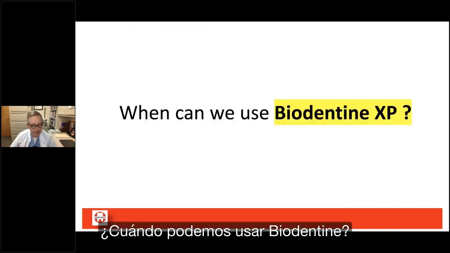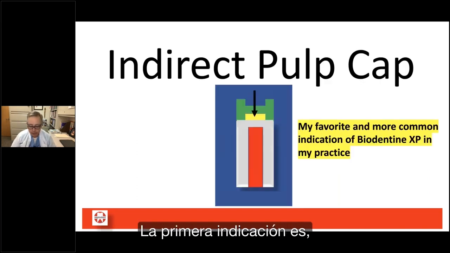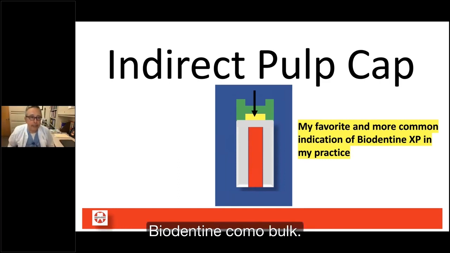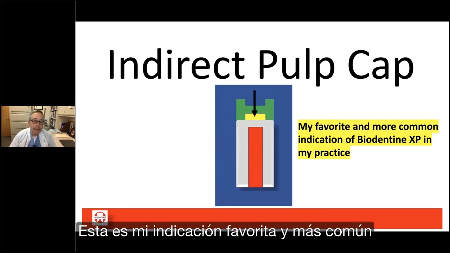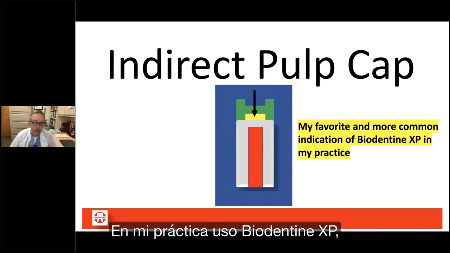When can we use Biodentine? So let's go with the indications. The first indication, and I don't want to say this anymore, but this is the most critical indication, is Biodentine as a bulk. What that means is Biodentine in an indirect pulp cap. This is my favorite and most common indication of Biodentine XP in my practice.